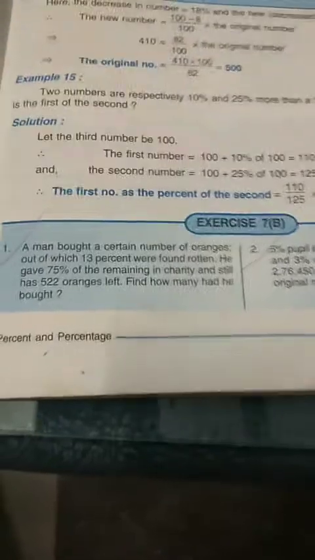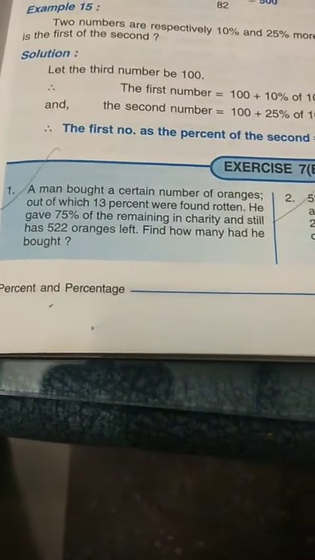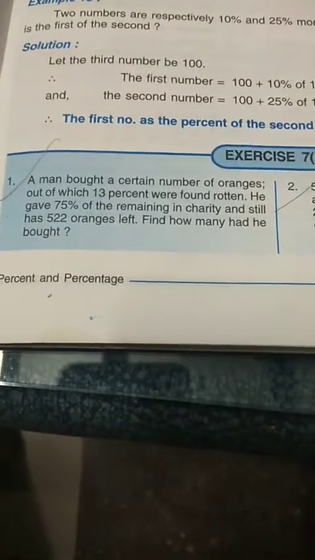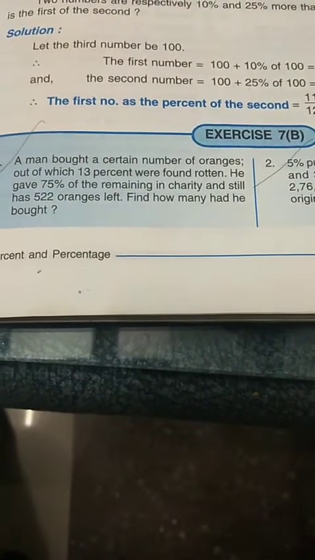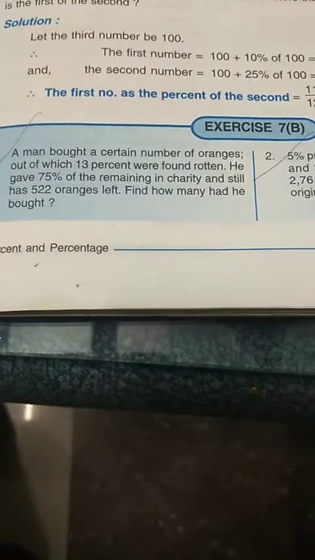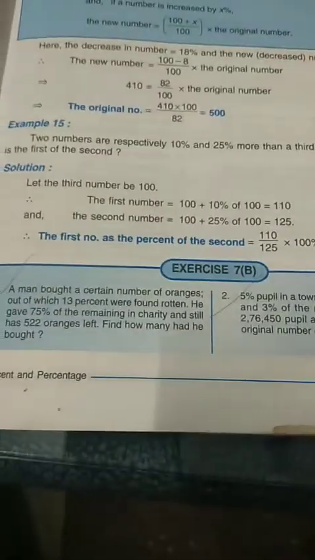Next question is saying that a man bought a certain number of oranges, out of which 13% were found rotten. He gave 75% of the remaining in charity and still has 522 oranges left. You have to find the total number of oranges. So what will you do in this question? Let's solve.